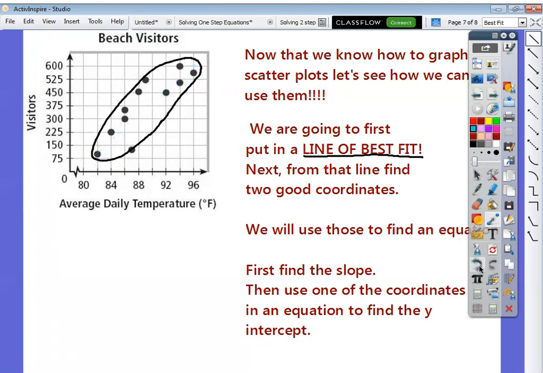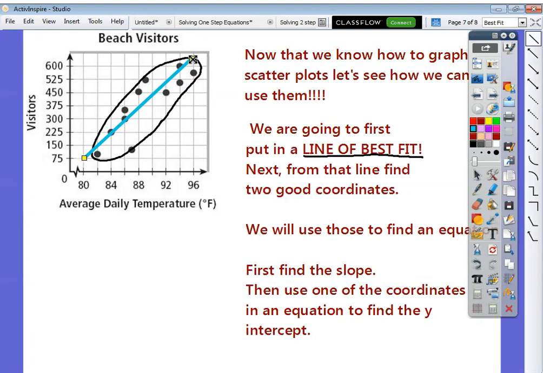Okay, let's try it again. All right, so if I put my line in here, I'm actually going to move my line more up that way. Okay, that's probably a better line of best fit. And I could probably even move this a little bit up here like that too. Okay, so now that's a better line that distributes where the dots are going.